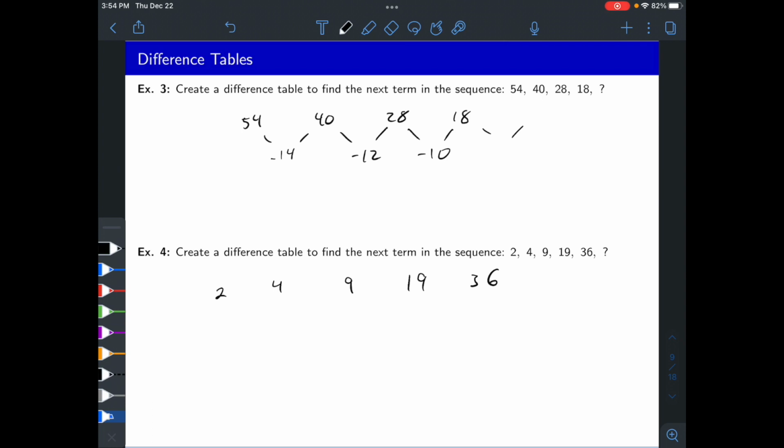So what should we be doing for the next one? Maybe you can already tell that we're going to be going down by 8, but if you couldn't tell, then you could do a second difference table. So negative 14 to negative 12, that difference is 2, and that would actually be a positive 2, because negative 14 plus 2 is equal to negative 12. Negative 12 plus 2 is equal to negative 10. Negative 10 plus 2 is equal to negative 8. And then what's 18 minus 8? That is positive 10. So 10 would be the next entry in that sequence.